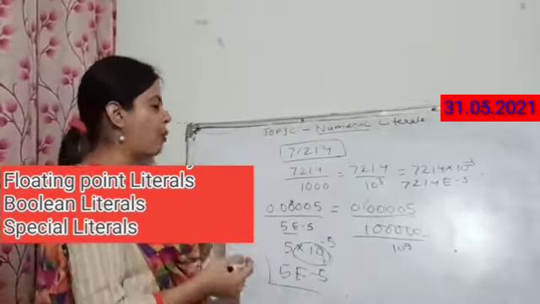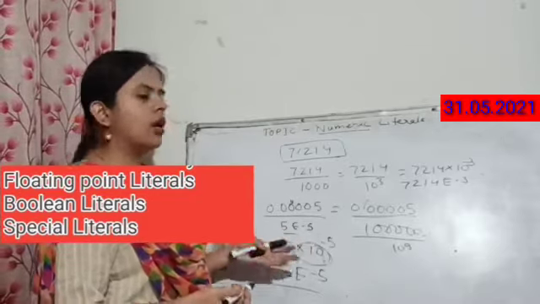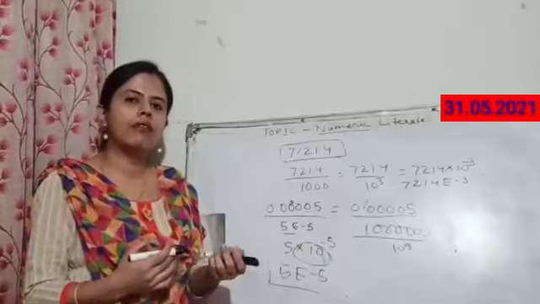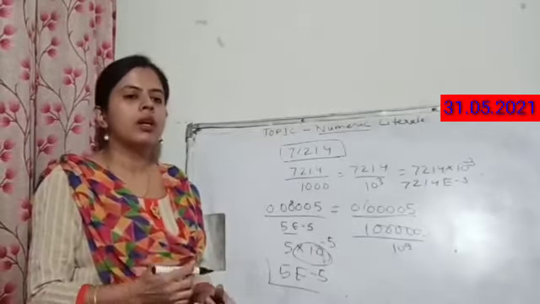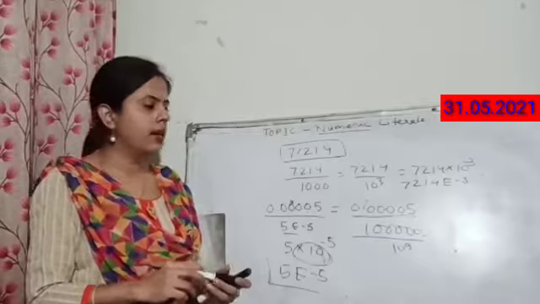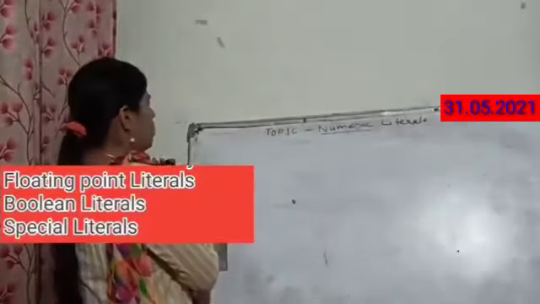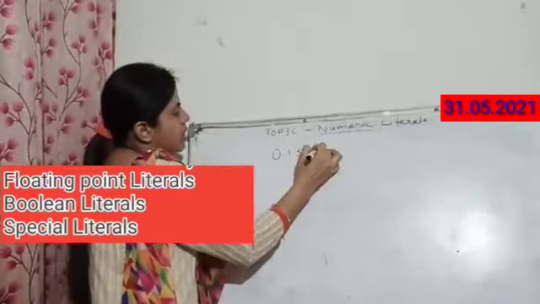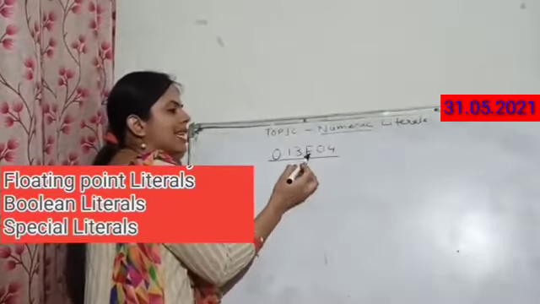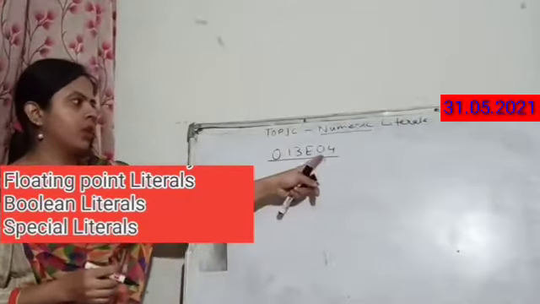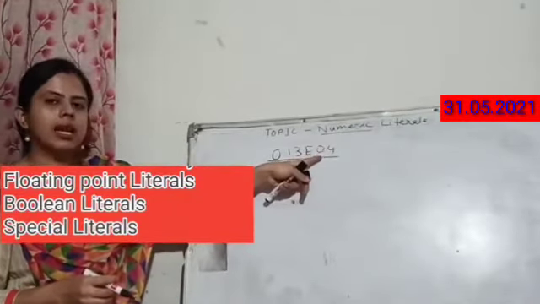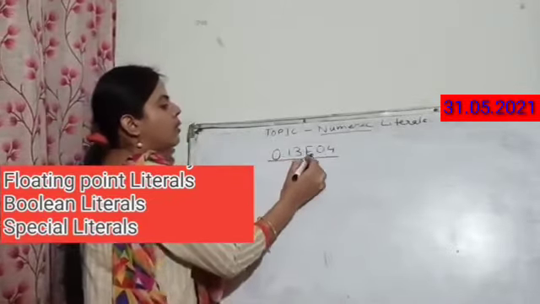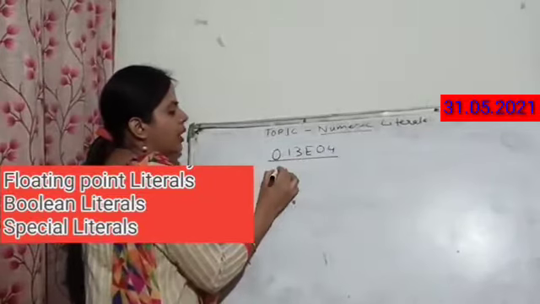So now let us do the opposite one. Suppose any particular number is given in exponent form, and you have to find out the integer value of it, the real constant value of it. So let us do that. There is already a number written in exponent form, 0.13e04. If it is written e04, it means it is positive. There is no minus sign here, so it is not a negative value.